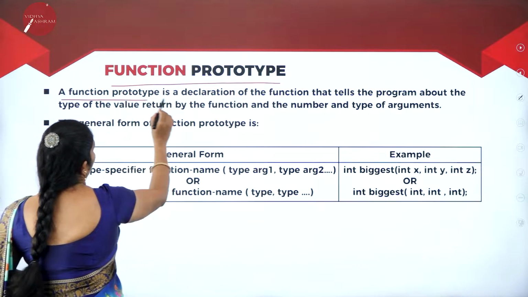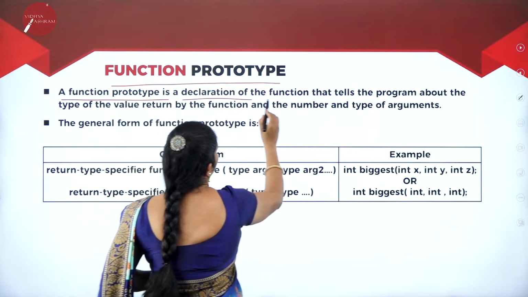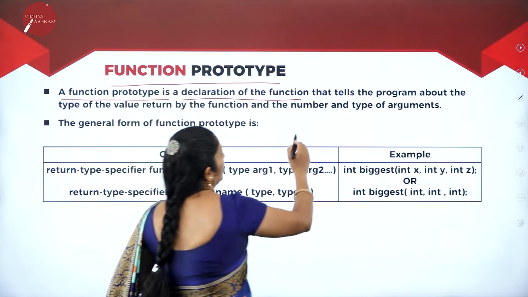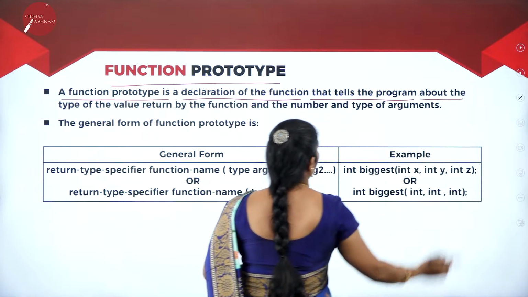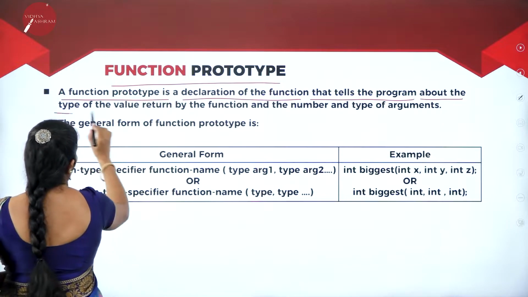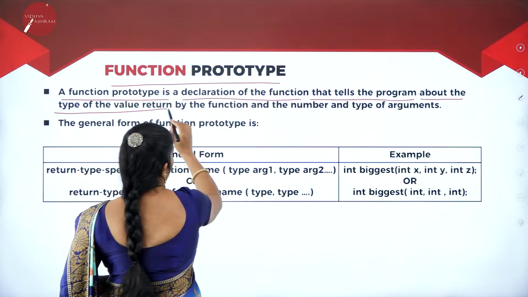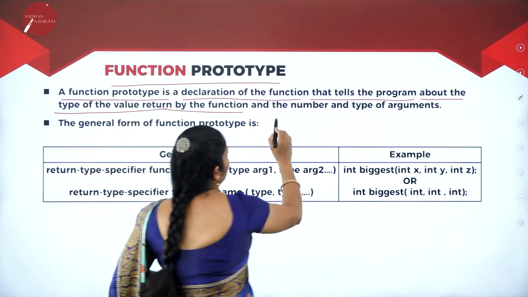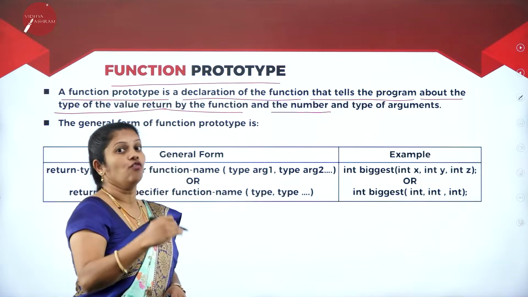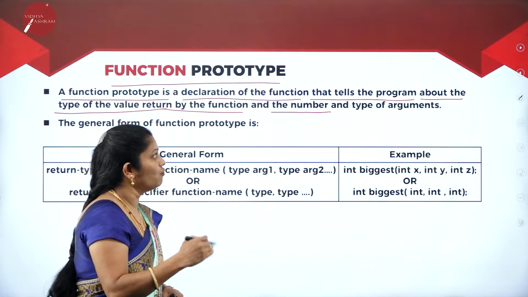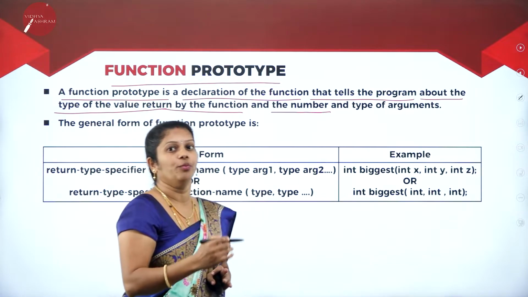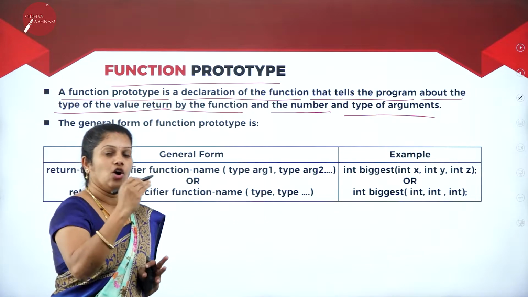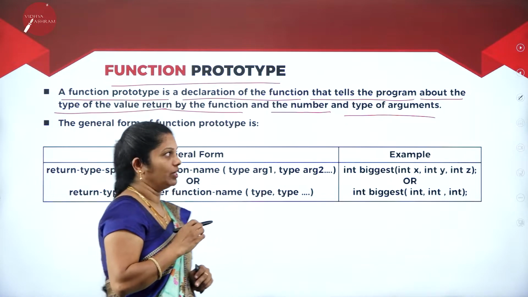A function prototype is a declaration of the function. That is the declaration of the subprogram. It tells the program about the type of values returned by the function after calculation, which type of value it has to generate, and the number and types of arguments which you are passing here. That means how many arguments there are and of which type; regarding that, it will tell you.